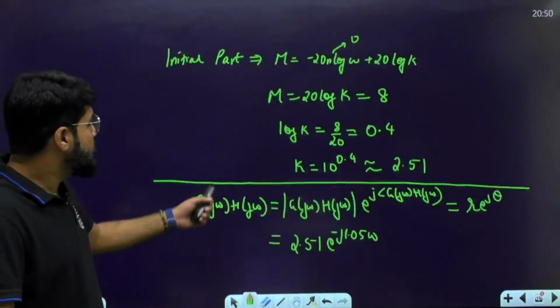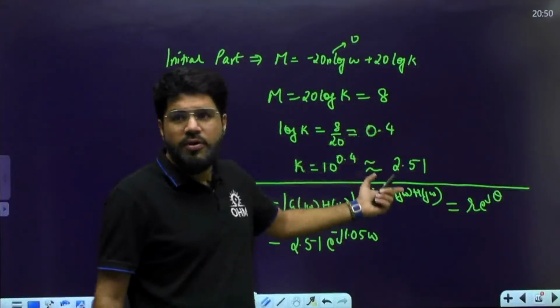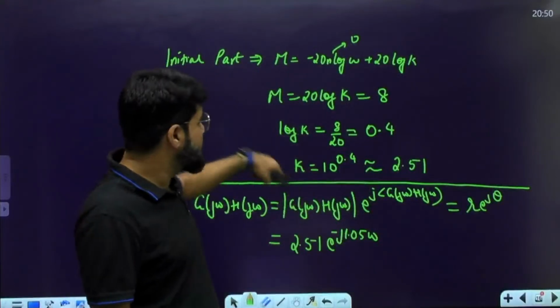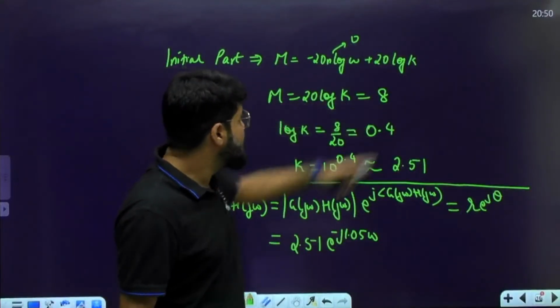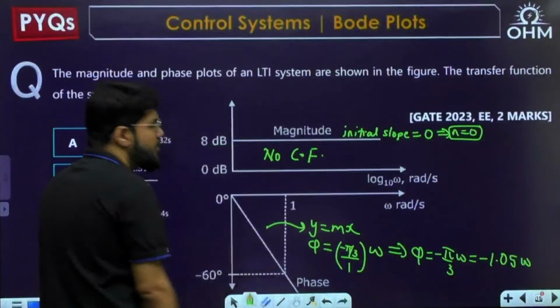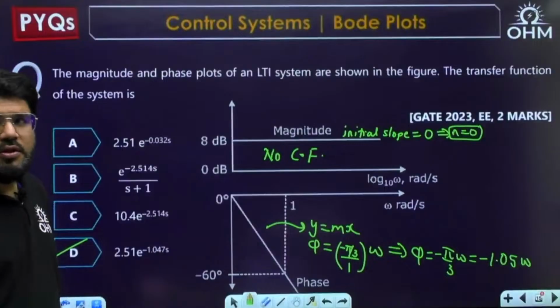Akshay, that is just calculation. Log k is 8 by 20, which is 0.4, and then k is 10 power 0.4. That is done by calculator. This is just the calculation part, Akshay. Magnitude 20 log k is 8. Why is it 8? Because you see here in the question it is given as 8. Okay, hope it is clear to you. The doubts are clear to you.